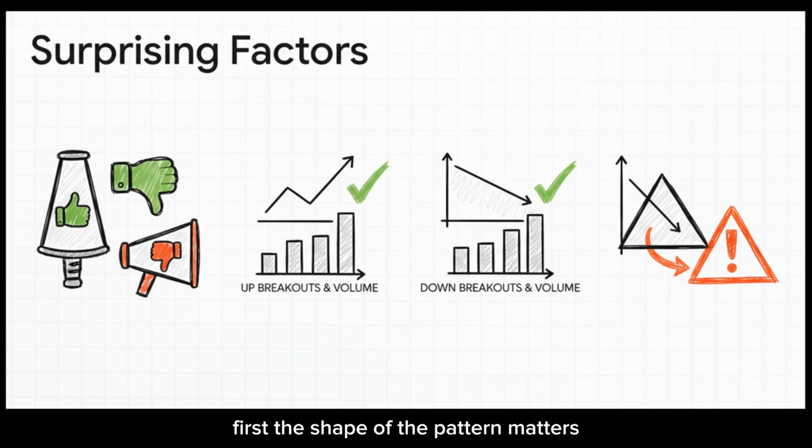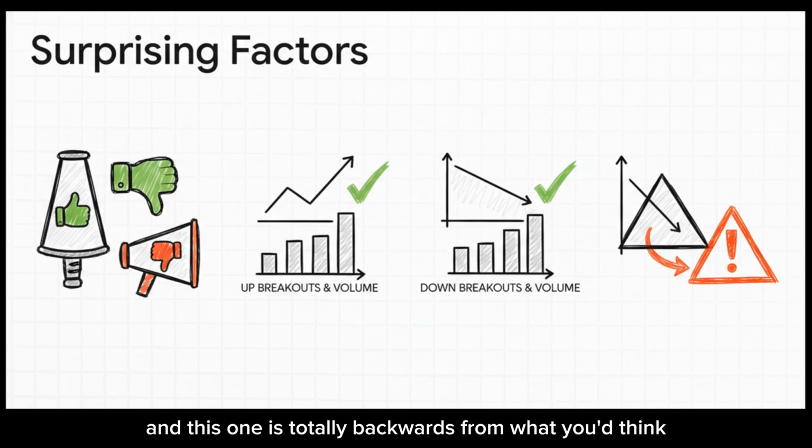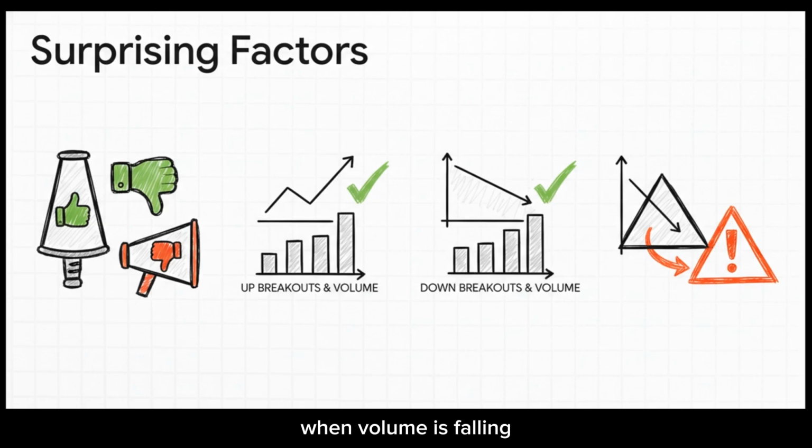First, the shape of the pattern matters. Tall, narrow patterns tend to do better. Second, and this one is totally backwards from what you'd think, upward breakouts actually perform better when volume is falling. The thinking is that supply might be drying up, making it easier for the price to climb. On the flip side, downward breakouts do better on rising volume, which shows real conviction from the sellers.